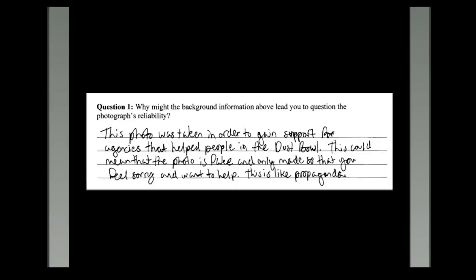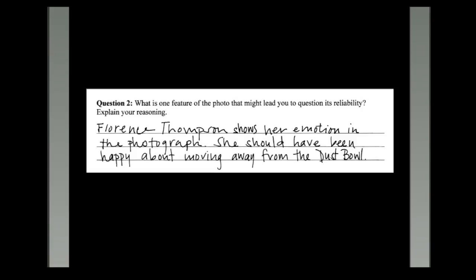Other students put together more sophisticated responses. This student wrote, the photo was taken in order to gain support for agencies that help people in the Dust Bowl. This could mean that the photo is fake and only made so that you feel sorry and want to help. This is like propaganda. A really nice response, both indicating that there's a possibility that the photographer's motivation influenced the content of the photograph, but also tempering the response so as not to claim too much based on the evidence available.